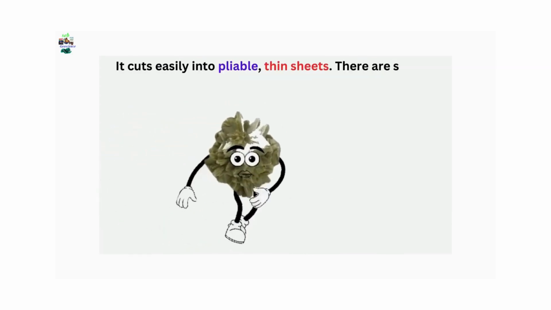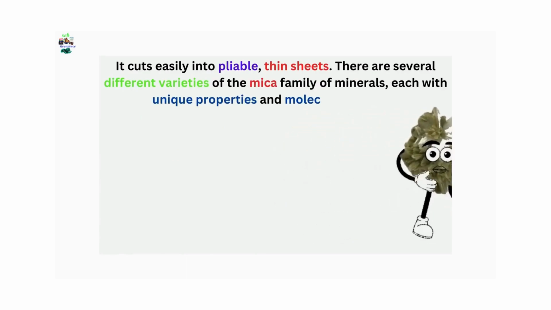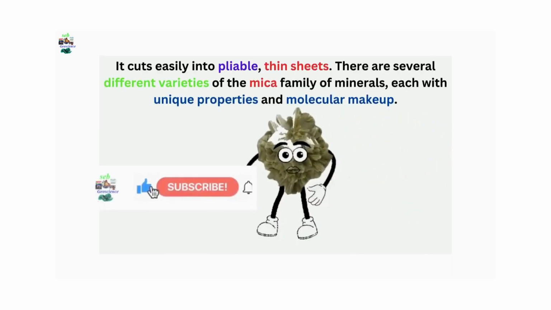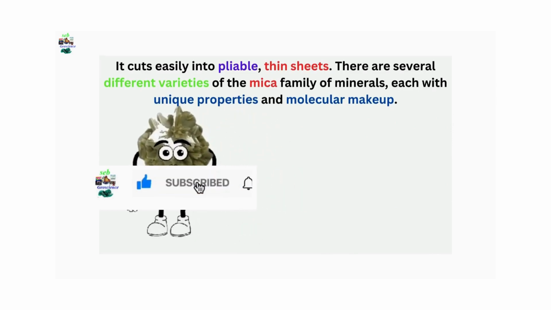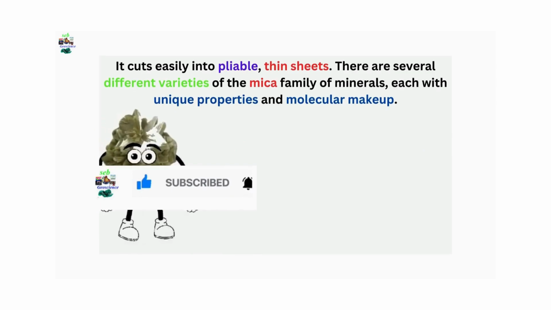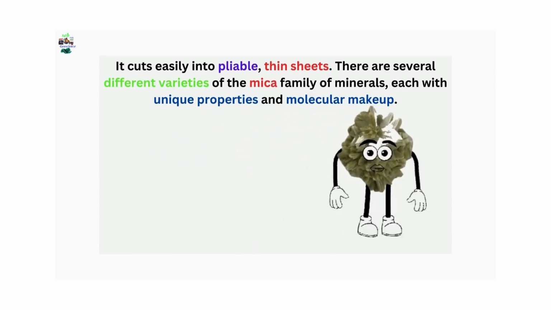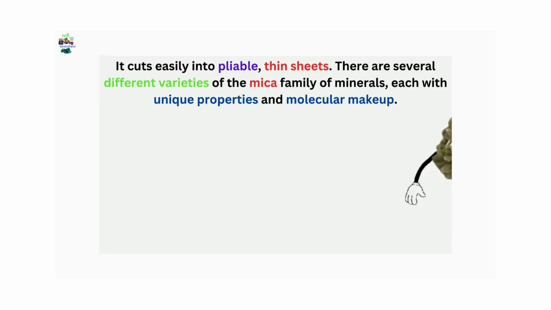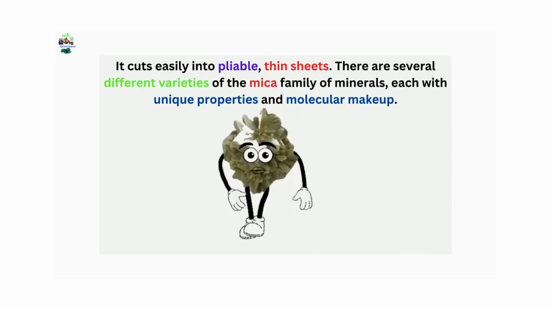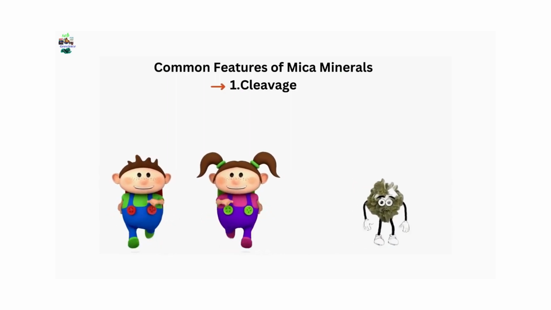It breaks easily into what? Film or thin sheets. There are several different varieties in the mica family of minerals, each with unique properties and molecular makeup. There are many mica group minerals, but we will look at the most common ones. Each mica mineral has its own unique property and molecular makeup. Common features of the mica mineral group.